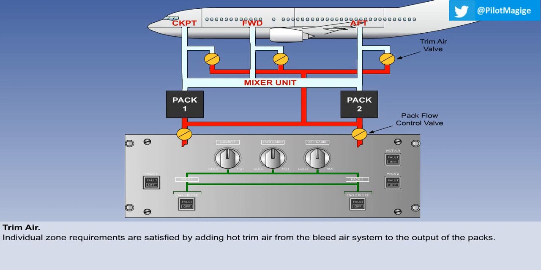Individual zone requirements are satisfied by adding hot trim air from the bleed air system to the output of the air conditioning packs. The amount of trim air added is controlled by zone trim air valves. Their positions are dependent on inputs from the individual zone temperature control systems. The trim valve for the zone requiring the coolest air will be closed. The hot air pressure regulating valve modulates to control the pressure of the trim air. If required, this valve can be closed by a switch on the control panel.